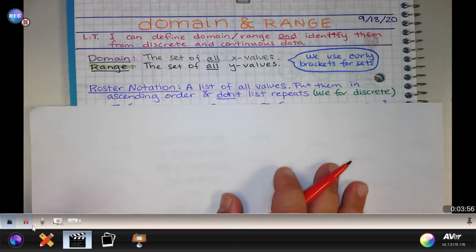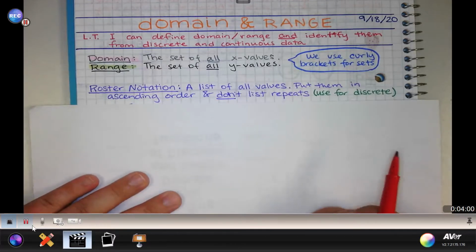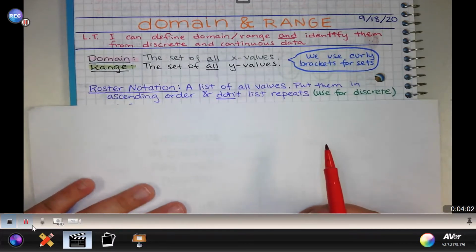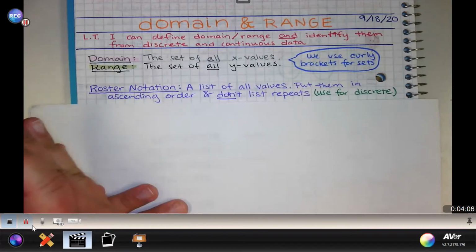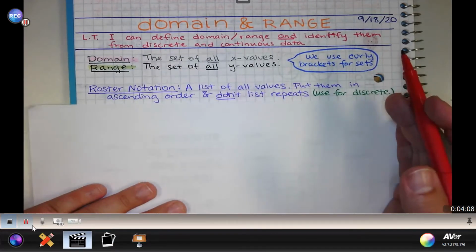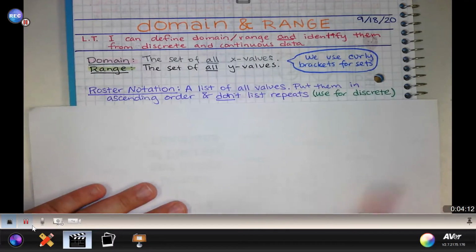And think of almost like the roster for a class. It's just literally a list of all the values, just like a roster would be the name of everyone in class. But we need to put them in ascending order, meaning it starts with the lowest numbers and goes to the highest as you go from left to right. And don't list any repeats. So if a number occurs more than once, you just need to put it one time.